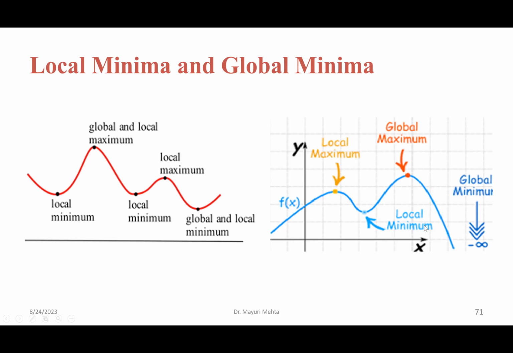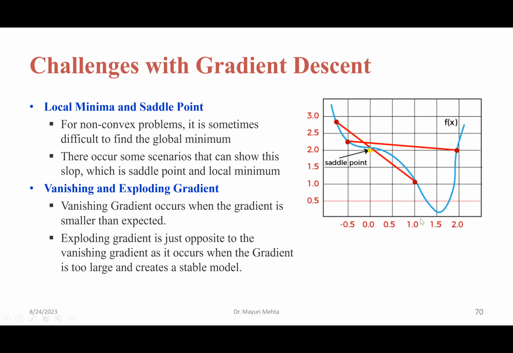Now, what you can see in the right hand side figure is that the global minimum is minus infinity, right? It can be considered as global minimum, and similarly, positive infinity can be considered as a default global maximum. Now, let me tell you about local minima and saddle point.